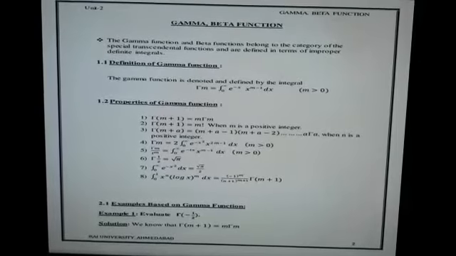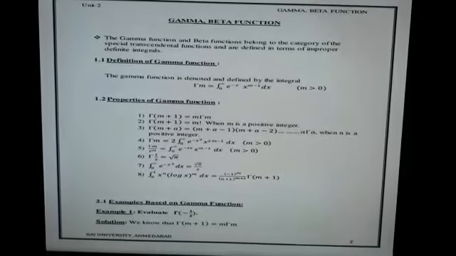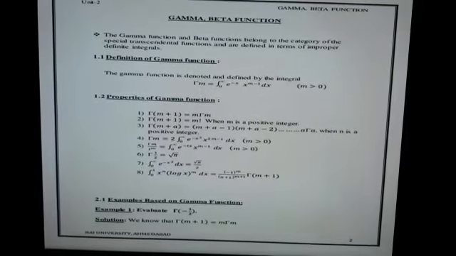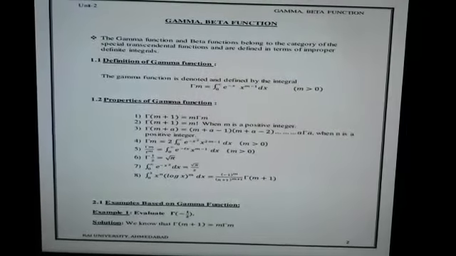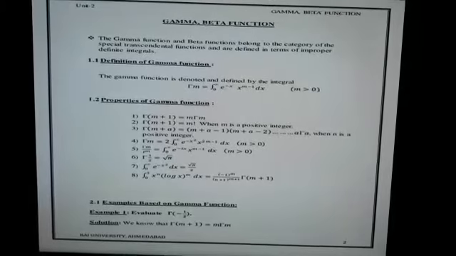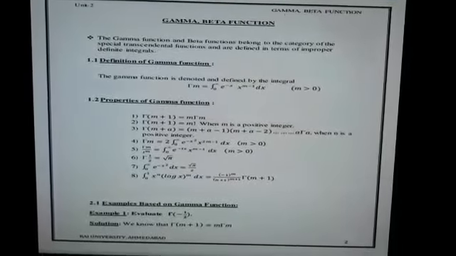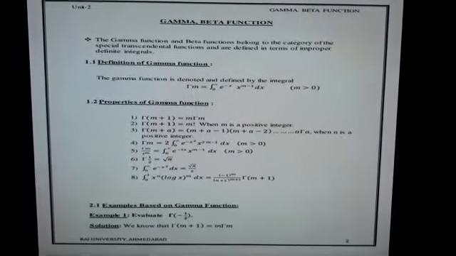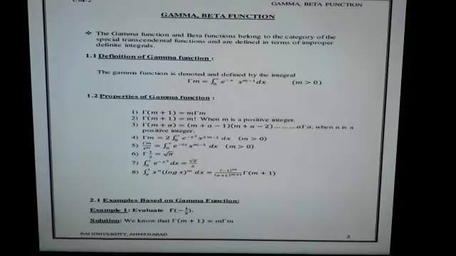0 to infinity e to the power minus x, x to the power m minus 1 dx, and given that m greater than equal to 0. It is definition of gamma function. Now, properties of gamma function. First property is gamma m plus 1 is equal to m gamma m.